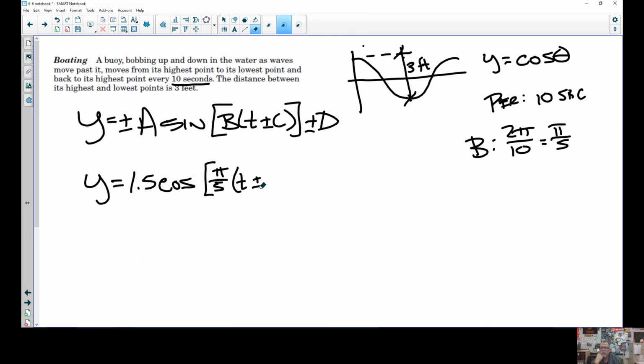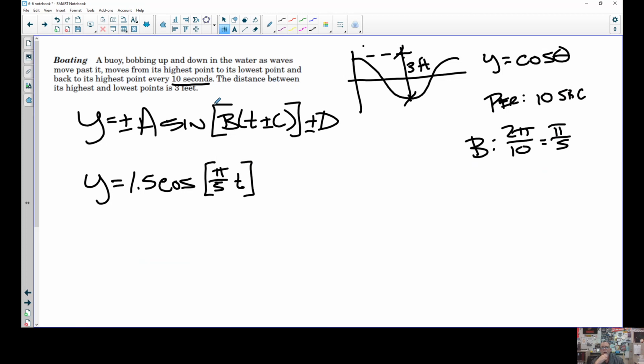And we can just eliminate this part and say pi over 5 t. We don't need a C because we're just going to start it right at the beginning. Timing 0 seconds, top of the wave. All right, the buoy's at the top.